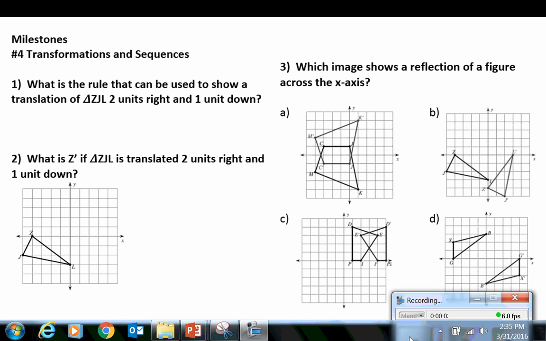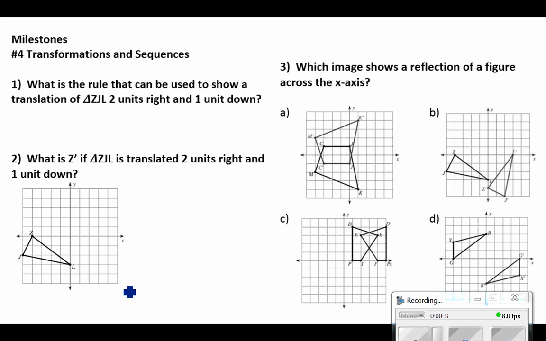Milestone review number 4, transformations and sequences. Number 1, what is the rule that can be used to show a translation of triangle ZJL? 2 units right and 1 unit down.